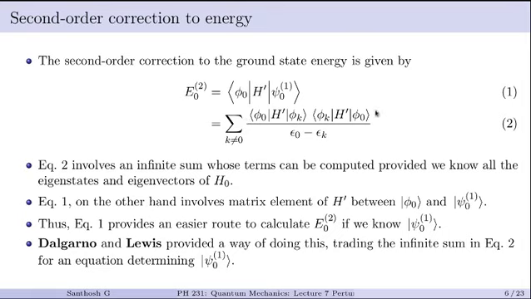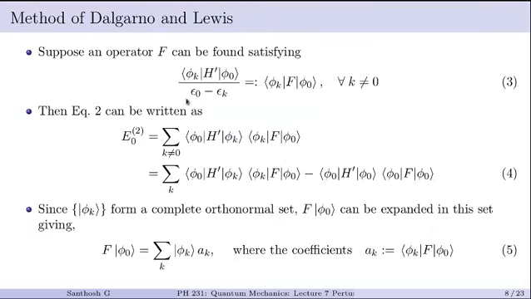Now consider this particular term in equation number 2, which is the matrix element of H dash between phi k and phi 0 divided by epsilon 0 minus epsilon k. Suppose we are able to write that term as the inner product of the state phi k with another state obtained by the action of an operator f on the state phi 0, for all k other than 0. Suppose we are able to do that.